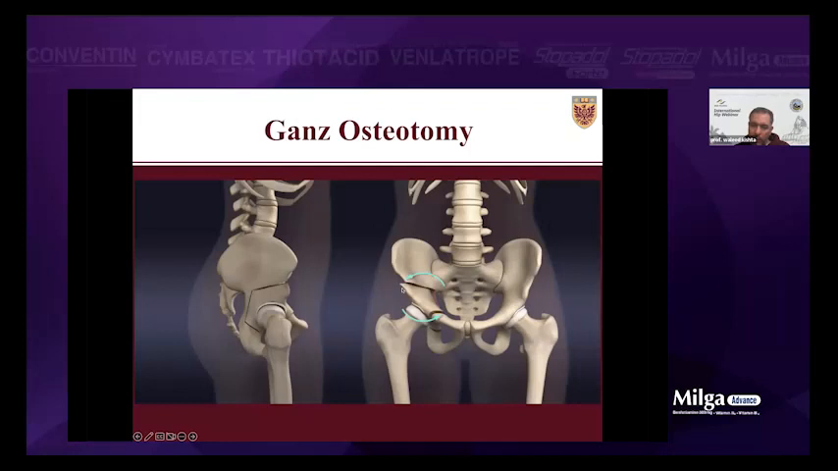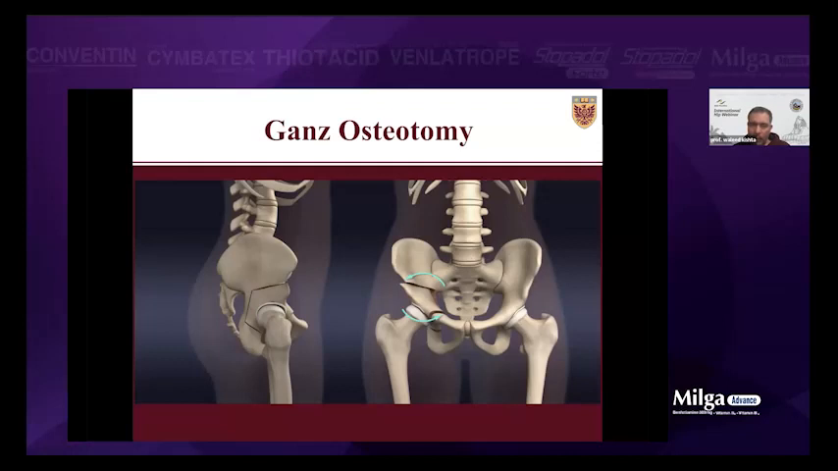So once you do these cuts, you have a free segment. But if you notice here, you have this free segment that covers the head of the femur, but the posterior column is intact, and that's the advantage. So these people have a more stable osteotomy compared to triple osteotomy.